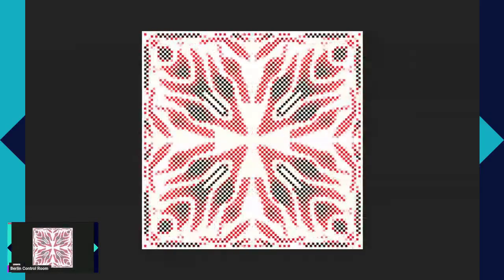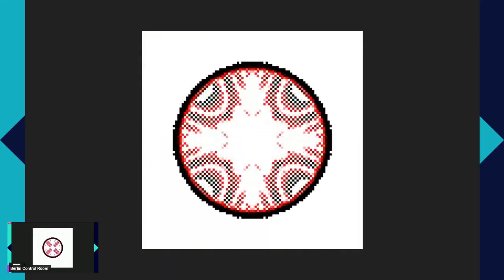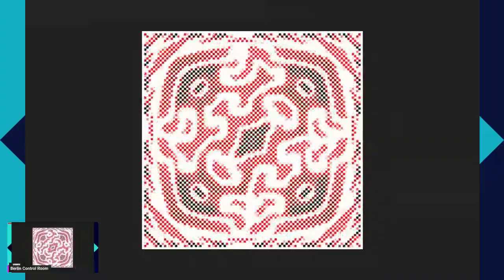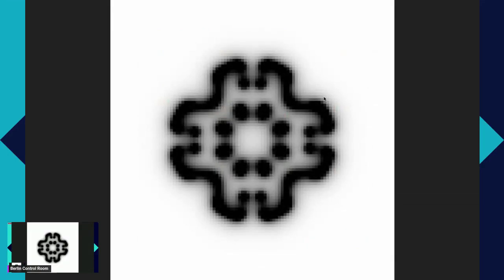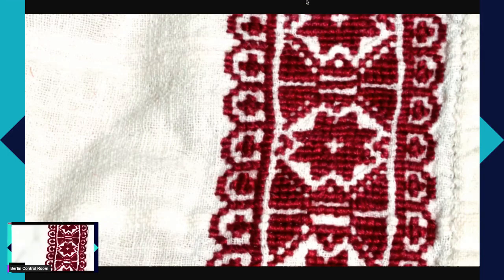This is emulating some embroidery. I'm tweaking the parameters as we go, but you can try and play with the code that is in my paper. This is the first one.